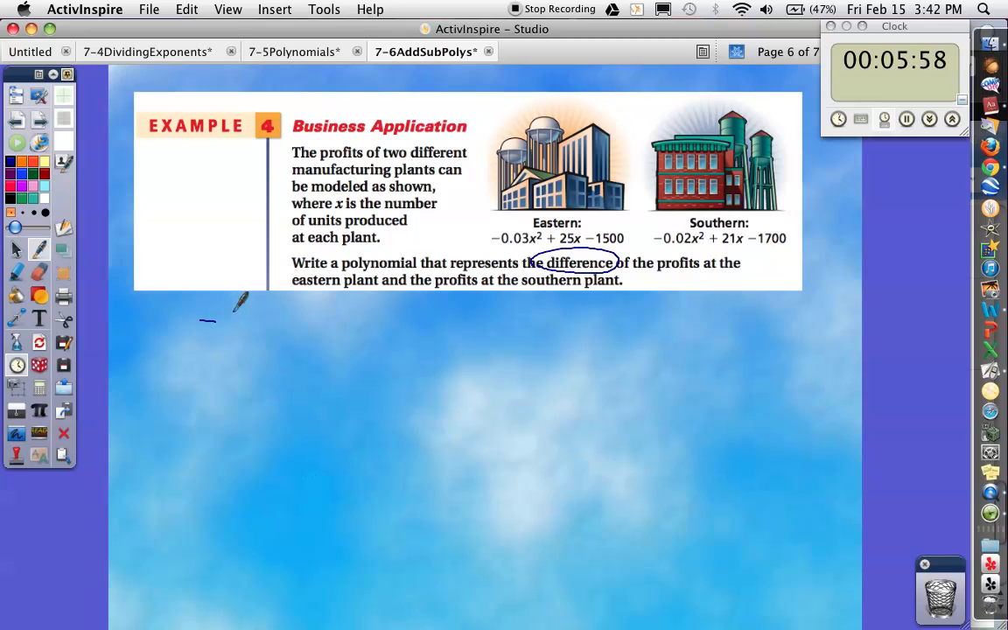I might line these up separately. I might line it up vertically instead. So I'm going to have the eastern plant minus the southern plant. And look at those parentheses. You cannot forget them, guys. You need them. They make a difference.